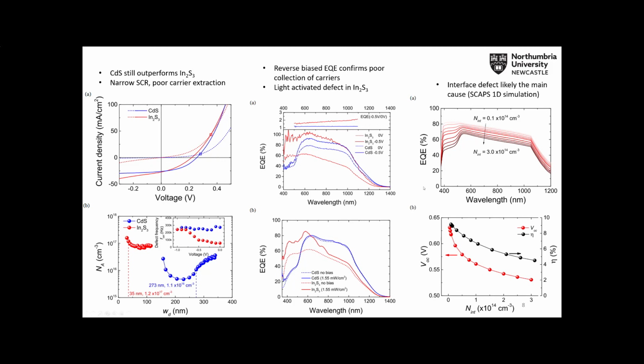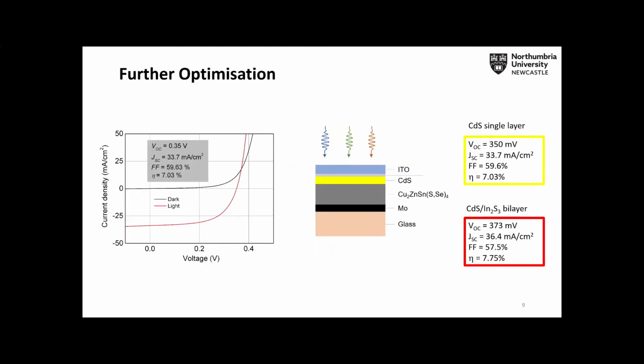So we looked at further simulation based on those results, and we found that if we increase the number of interfacial defects in our device with indium sulfide, we can reduce our quantum efficiency curve and therefore reduce our efficiency overall and our open circuit voltage. So our main conclusion from this is that yes, indium sulfide may work if we can remove the concentration of interfacial defects. We've not totally been able to do that, but we've had a different approach.